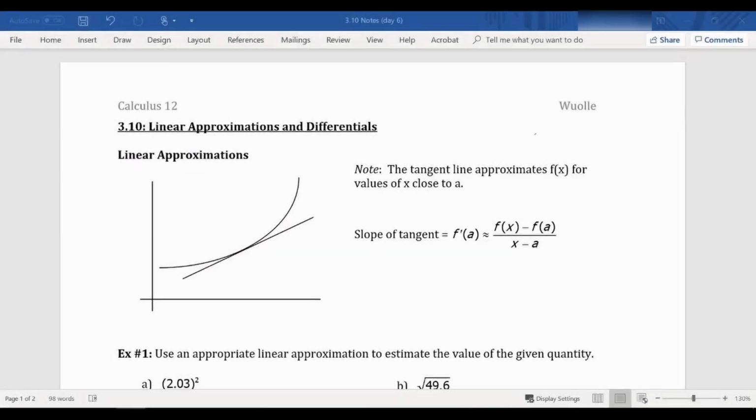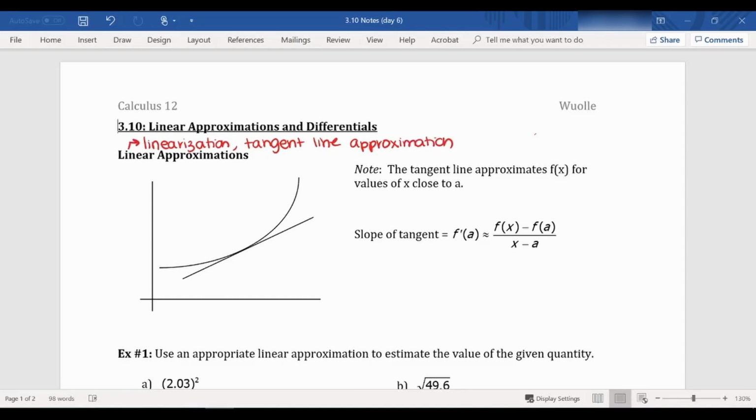So today we're going to be talking about two different things. One is called a linear approximation, and one is called a differential. Another couple words for linear approximation are linearization or tangent line approximation. So these are two other ways that you can say linear approximation.